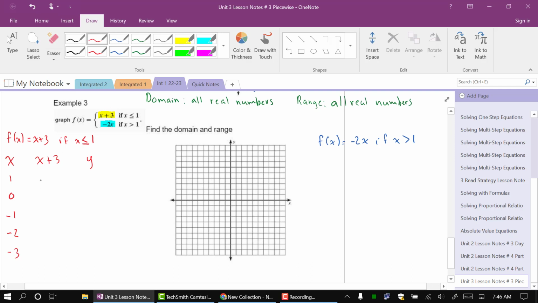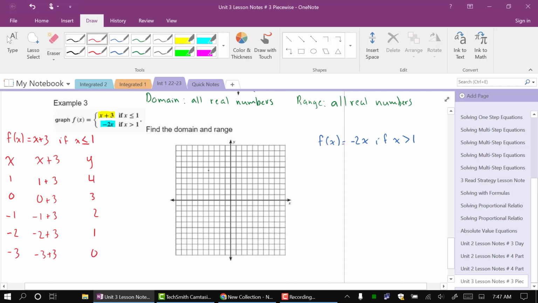So let's start putting them in. So I have 1 plus 3, which is 4. Then I have 0 plus 3, which is 3. Negative 1 plus 3, which is 2, sorry. Then I have negative 2 plus 3, which is 1. And then I have negative 3 plus 3, which is 0.